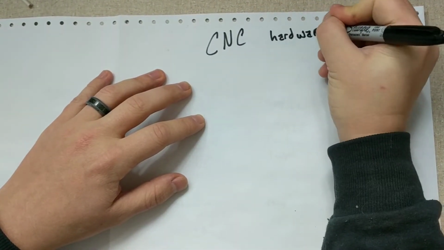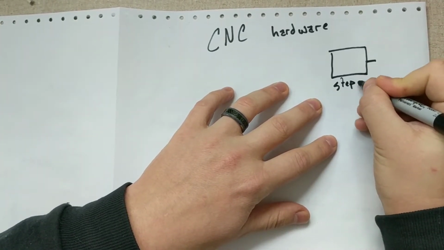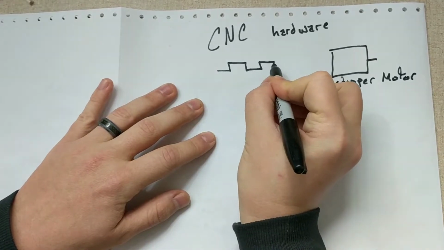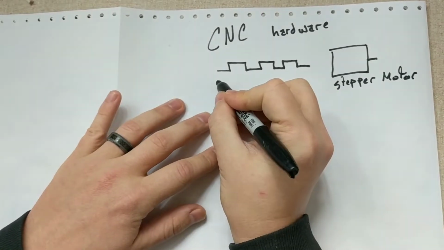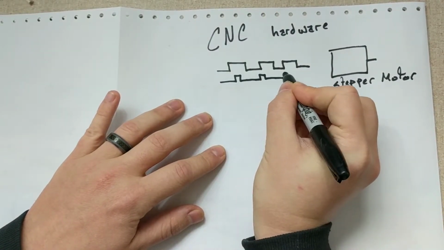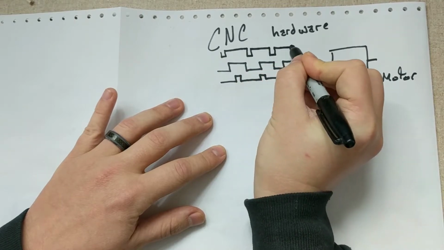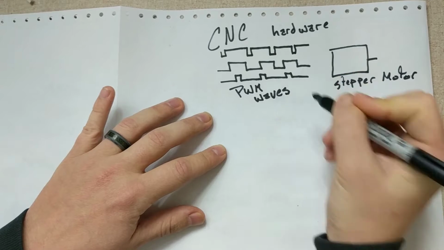For all of my CNC machines, I'm actuating with stepper motors. These motors take in what's called pulse width modulated waves, or PWM waves. So how a PWM wave works is firmware changes the widths of the pulses, and based on the widths of those pulses, the stepper motor moves forward a step or backwards a step.